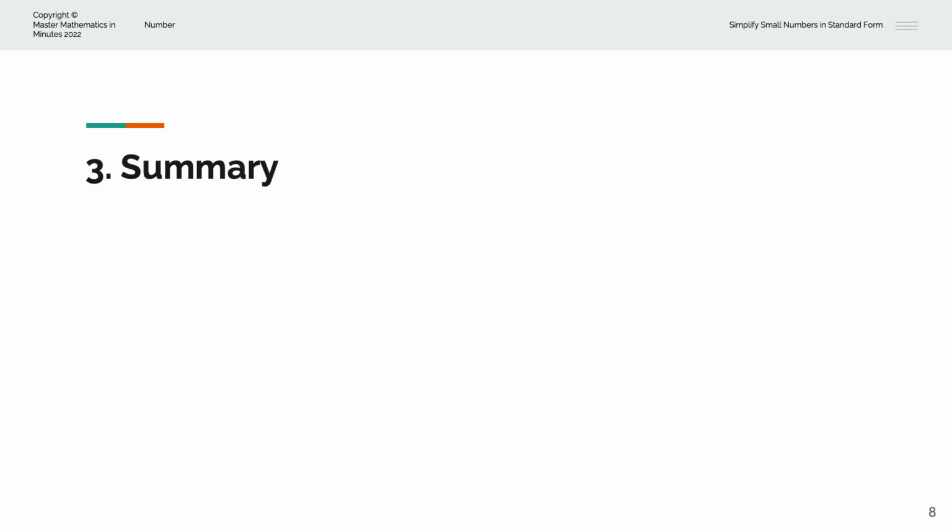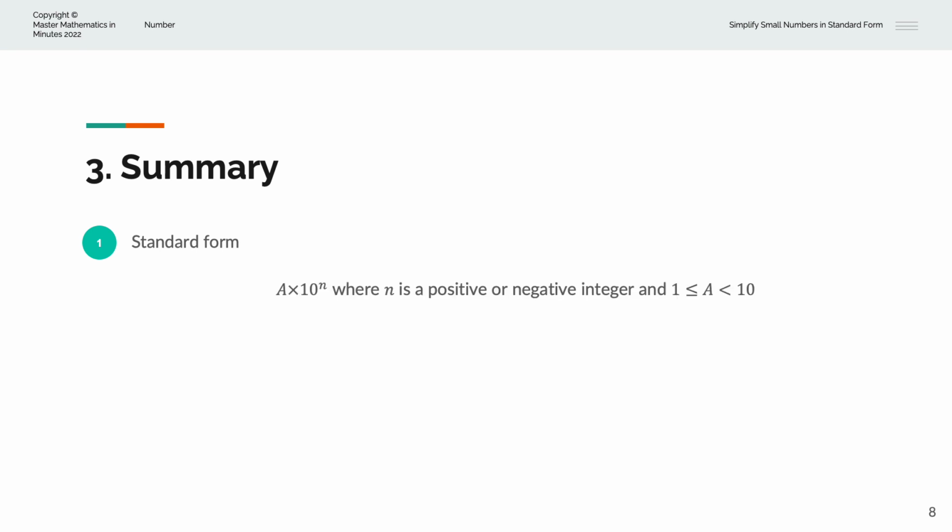To summarize, recall the definition of standard form is where we can write numbers as a times 10 to the power of n, where n is a positive or negative integer, and a is greater than or equal to 1 and less than 10. So we can simplify small numbers in standard form.